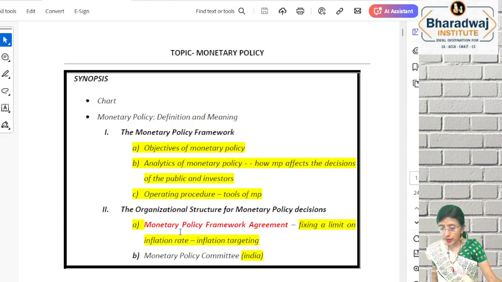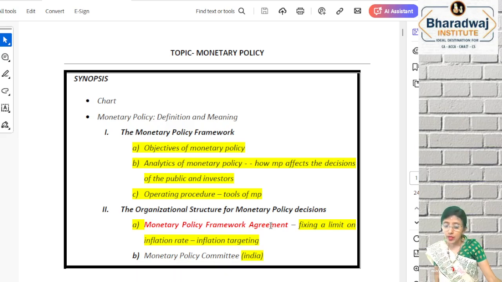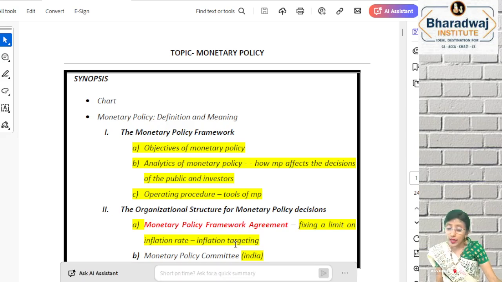Monetary policy framework and monetary policy framework agreement are not one and the same. This agreement is specific between central bank and central government. But whereas monetary policy framework has three things: objectives, analytics, and operating procedure, where we study tools of monetary policy. Remember that very thing, because this is with date, what are the conditionalities, etc. are here, right? And monetary policy committee, very much specific to Indian context, definite question, right?